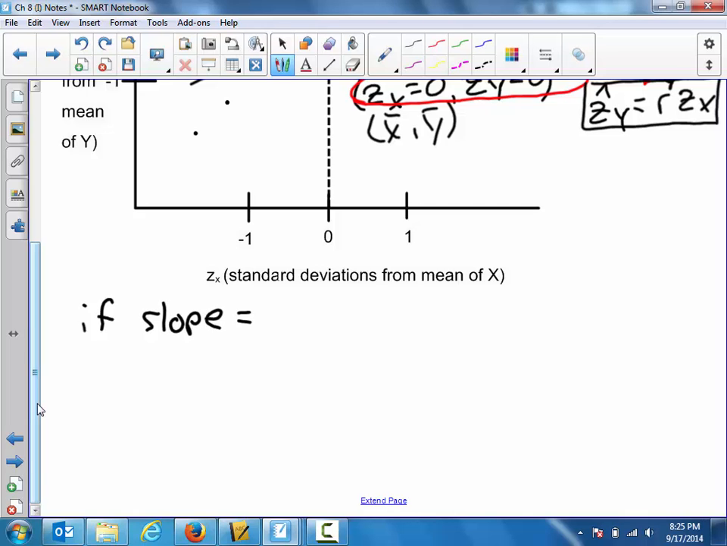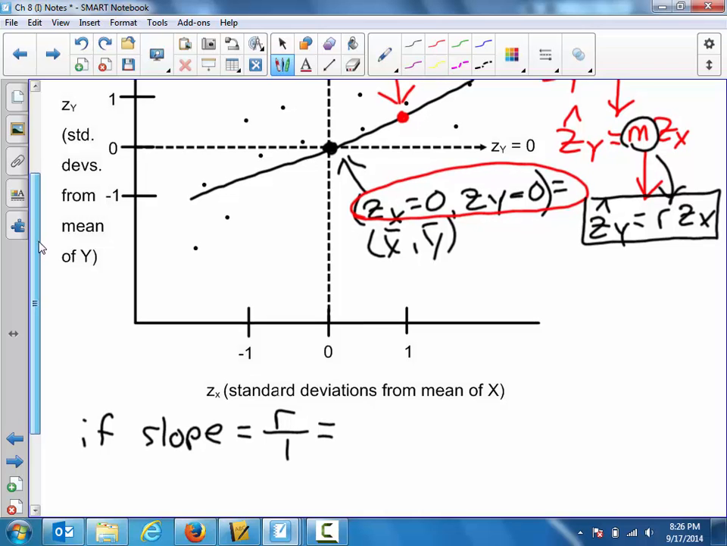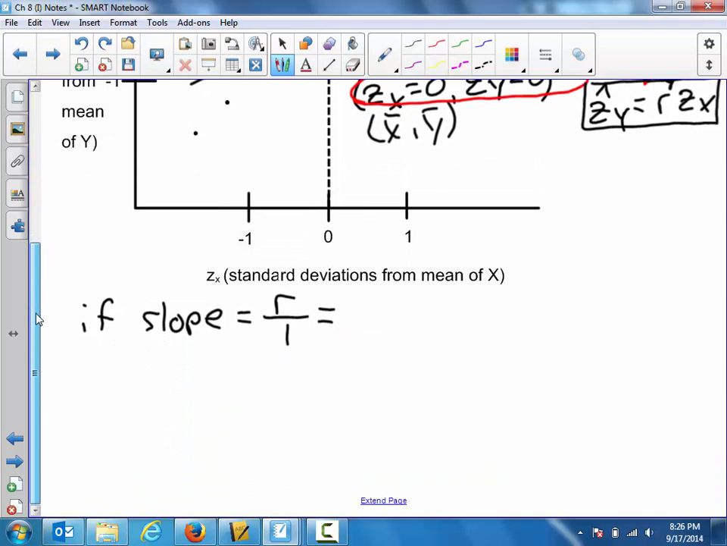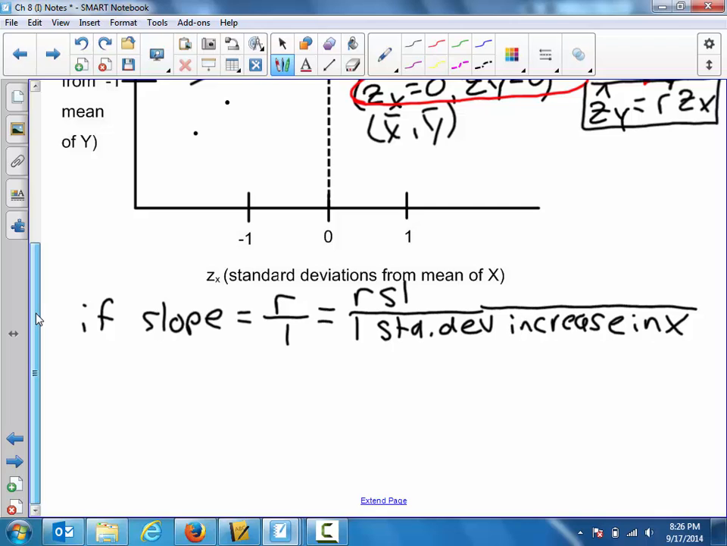So if our slope is equal to R, and going back to Algebra 1 class, I'm sure that you worked with slope as a fraction, so let's represent it as a fraction here as well. If the slope is equal to R over 1, then that means, given what our variables are, standard deviations from mean of x and standard deviations from mean of y, that for every one standard deviation increase in x, we are changing our standard deviations in y.